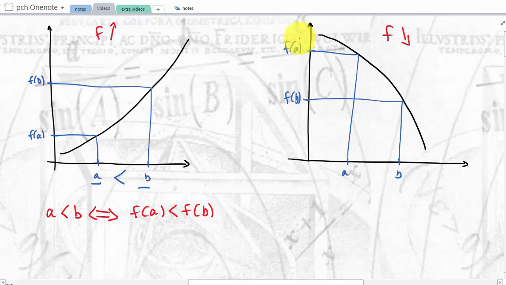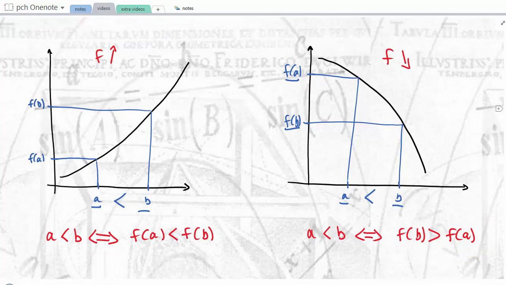On the other hand, a decreasing function, you can see right here that you still have A smaller than B, but now F of A is above F of B. So by definition, a decreasing function will reverse the order from input to output. These are the definition of increasing and decreasing function.